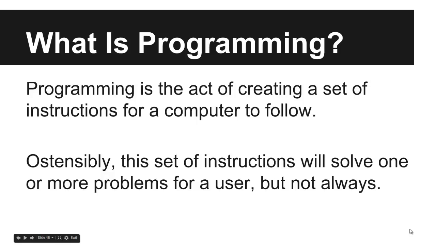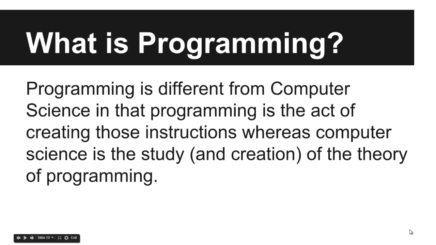Sometimes there are programs that you make for fun, there are programs you make for learning, and sometimes we have software that simply does not work. Now, programming is a bit different to computer science in that programming is the act of creating those instructions, whereas computer science is the study and creation of all the theory behind it. Programming takes an algorithm that's already been created and puts it into play. Computer science creates that algorithm and compares it to other algorithms to try to do different things.